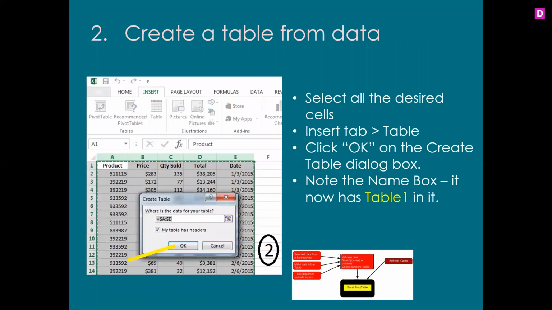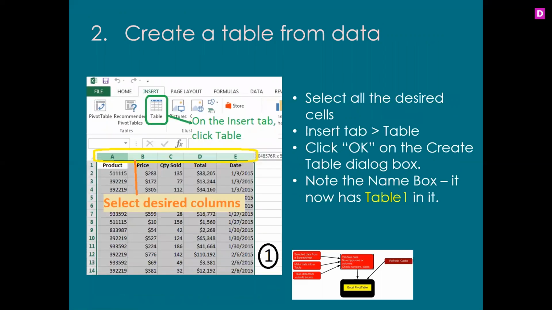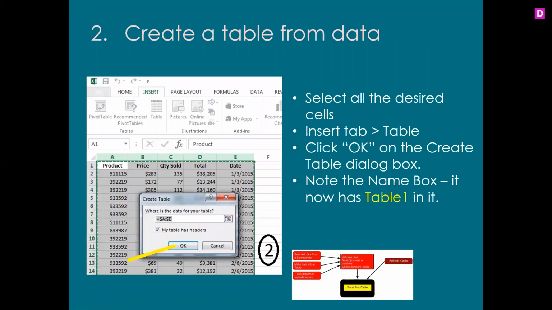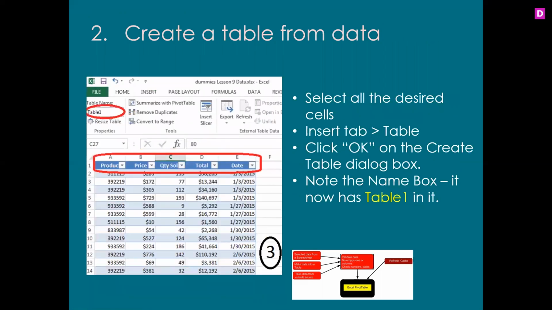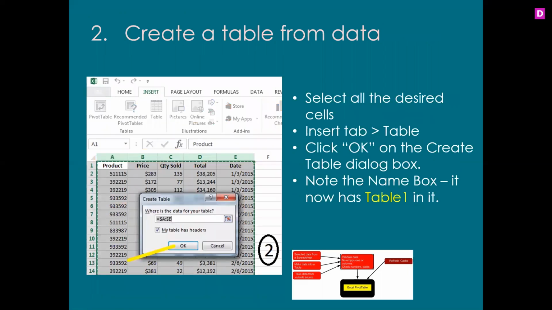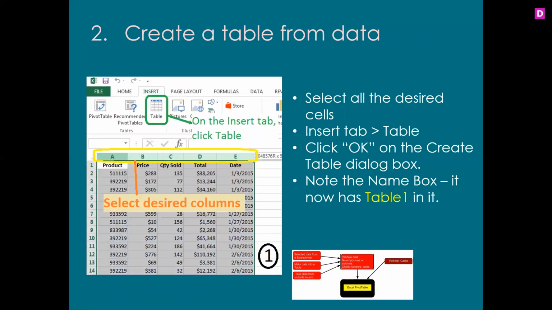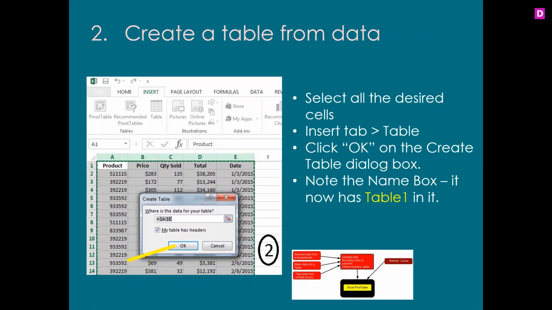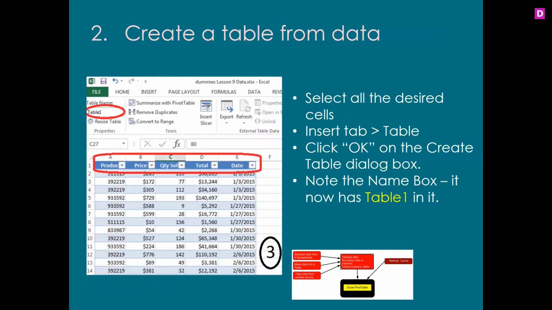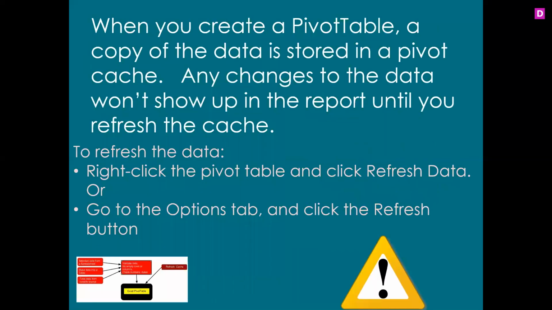Now, create a table from this data. Why do we want to create a table for the pivot table? First, we select the data, then convert it to a table, and we give the table a name and table headers. Now you can see the table is created. On the Insert tab, the Table option creates it.